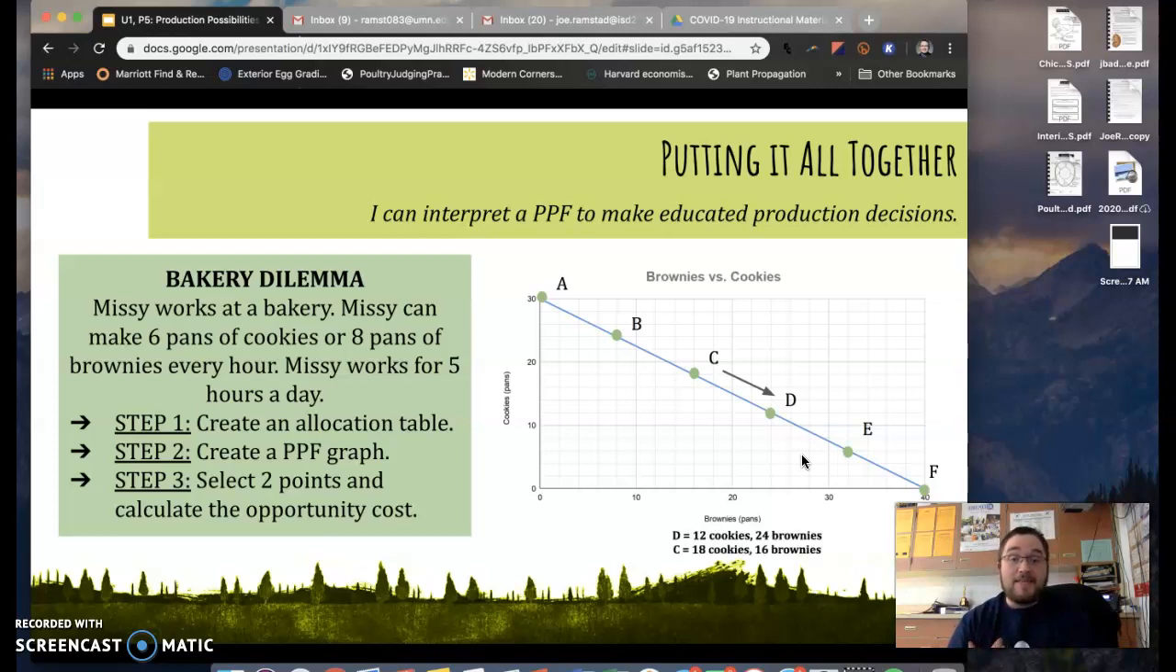So our formula then is D minus C. So we have to calculate that for cookies and brownies. So at point D, we're producing 12 cookies and 24 brownies, and at point C, we're producing 18 cookies and 16 brownies. So for cookies, we would just simply take 12 minus 18 to get negative 6 pans of cookies. So we will be losing 6 pans of cookies in the transition, and we'd be gaining 8 pans of brownies. So we are giving up 6 cookies in order to get 8 brownies. So depending on if she wants to produce more brownies or fewer brownies, this could be a good or bad transition. Or she could move along from C to B if she wanted to produce more cookies. Kind of see how that works?